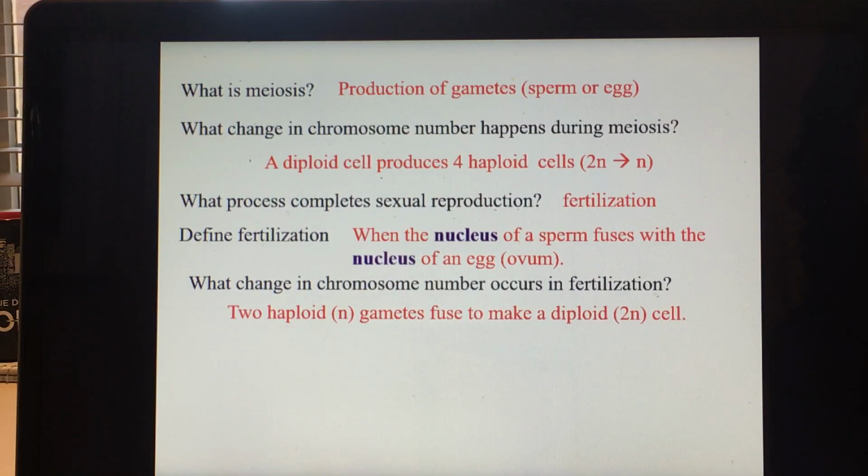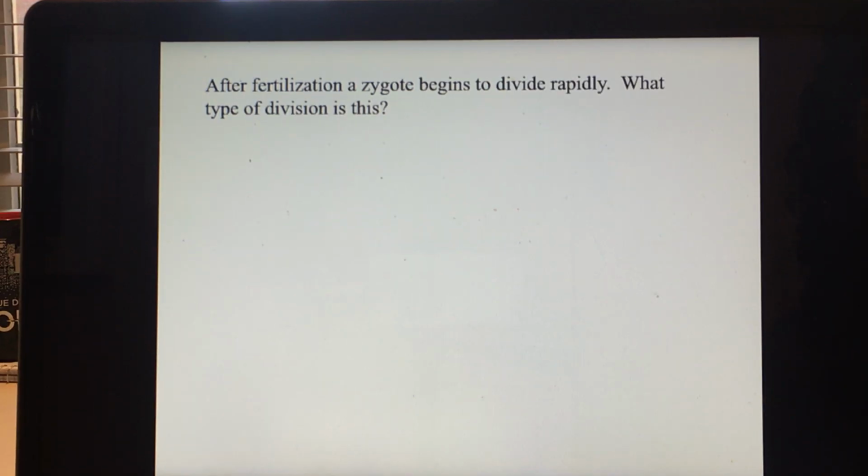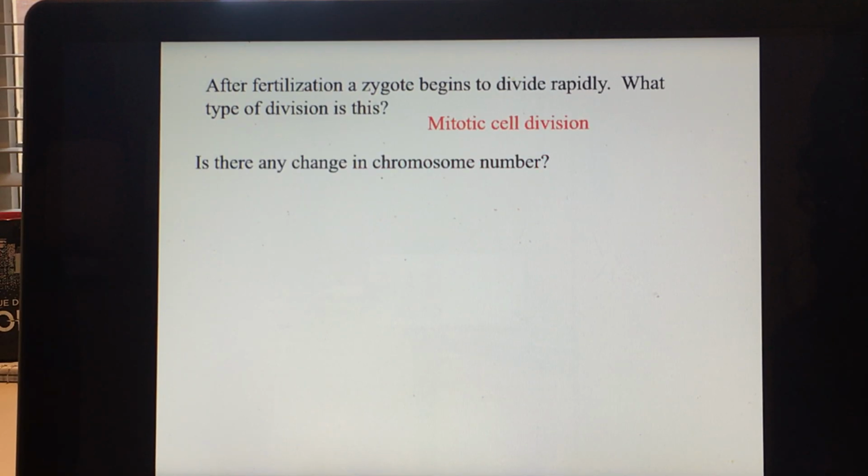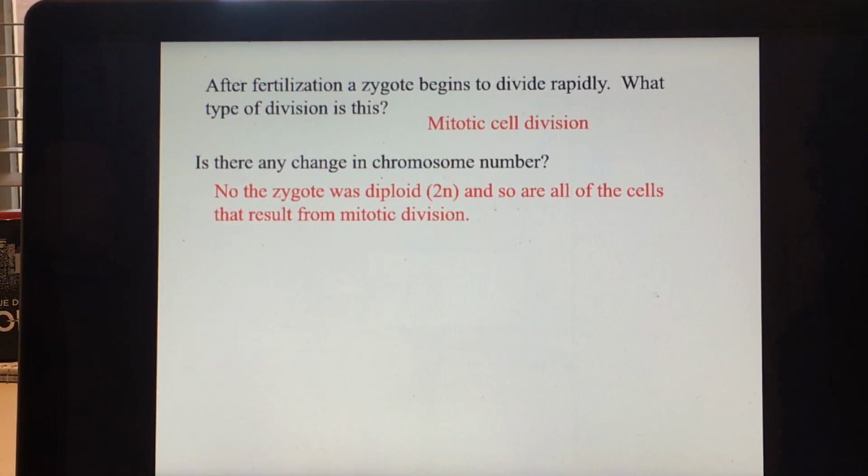2 haploid gametes fuse to make a diploid 2N cell. That fertilized egg is called a zygote. After fertilization, a zygote begins to divide rapidly. What type of division is this? Mitotic cell division. Is there any change in chromosome number in mitosis? No, the zygote is diploid, and so are all of the cells that result from mitotic division.